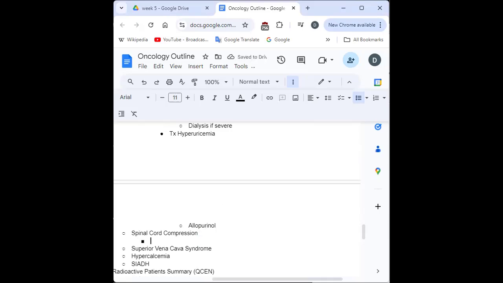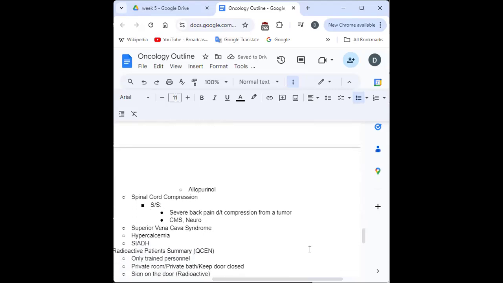But in the meantime, spinal cord compression. What are some of the signs and symptoms that you're really thinking about? It kind of goes with that name. So you have, yeah, the pain, exactly. Specifically back pain, because it's compressing your spinal cord. Severe back pain due to compression from a tumor. What else can you potentially have from here? This is your main one though. Yeah, you can have some issues with CMS, neuro, all that stuff there, especially your lower extremity CMS.